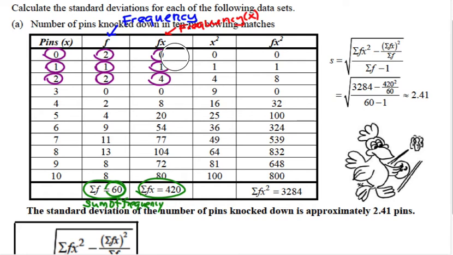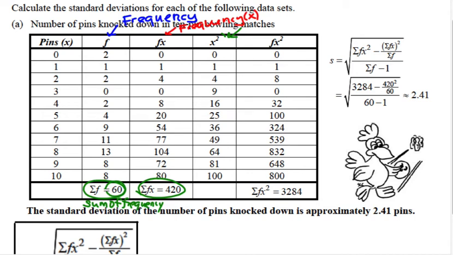All right, moving on. The third column is taking the pins and squaring it. So 0 times 0 is 0. 1 times 1 is 1. 2 times 2 is 4. 3 times 3 is 9. Okay, and then you continue on. Again, pause until you're ready to go.